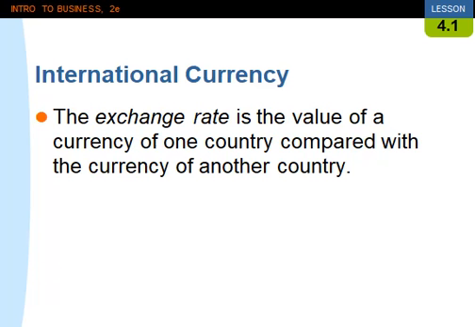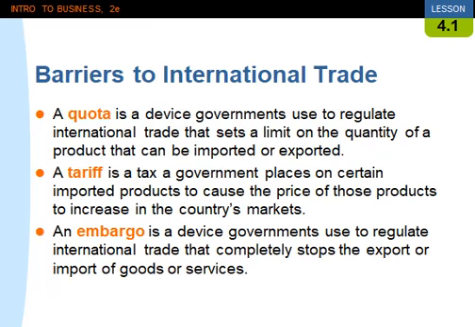The exchange rate is the value of a currency of one country compared with the currency of another country. When our U.S. currency is valued lower than the currency of the country we are trading with, prices for our goods in the other country will be lower. When the value of currency in the other country is lower, our goods will sell for a higher price in that country. Exchange rates fluctuate constantly. Recent examples are shown in the exchange rate table.